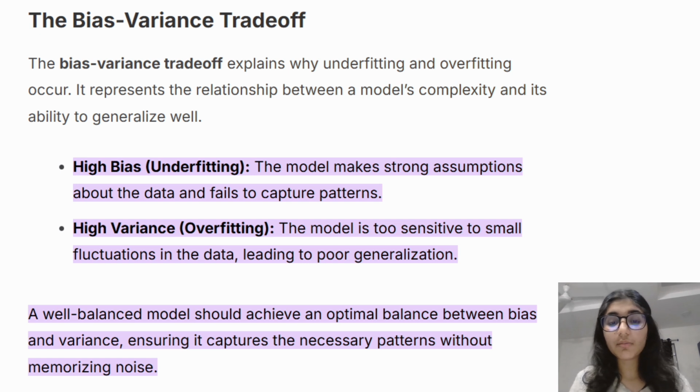In underfitting, the model makes strong assumptions about the data and fails to capture patterns. And in high variance, that is overfitting, the model is too sensitive to small fluctuations in the data, leading to poor generalization. So a well-balanced model should achieve an optimal balance between bias and variance, ensuring it captures the necessary patterns without memorizing noise.